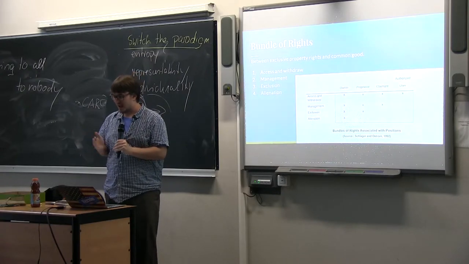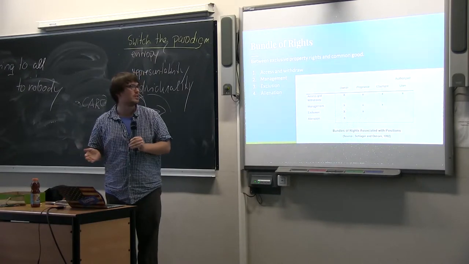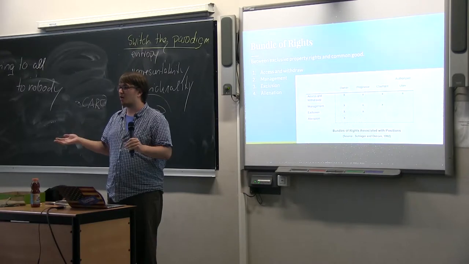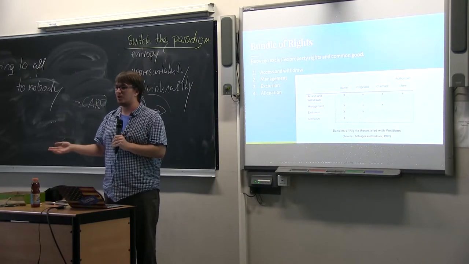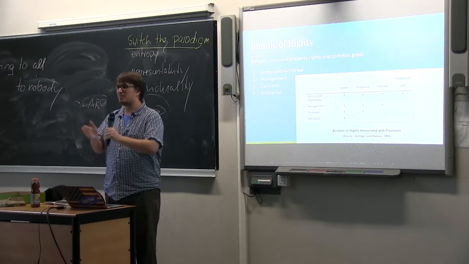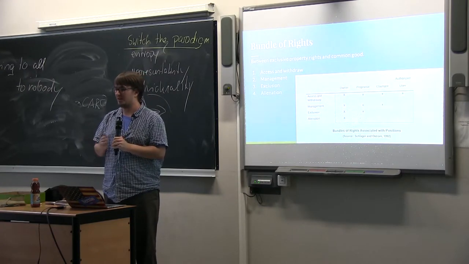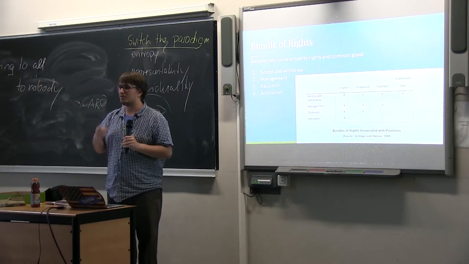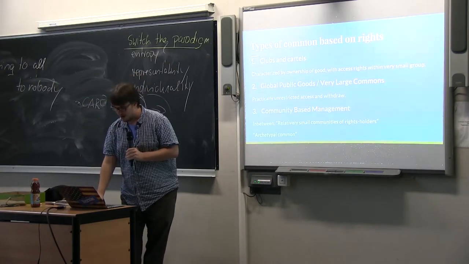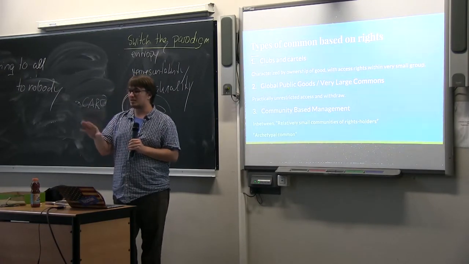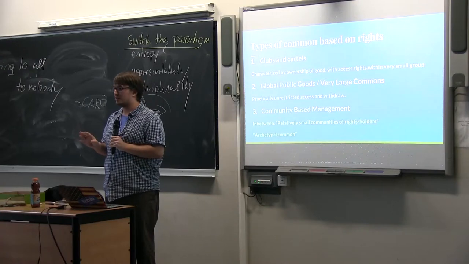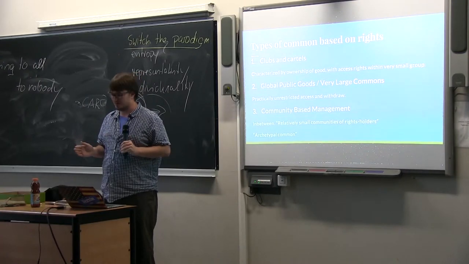So if you can just access the commons, then you're just an authorized user. As in, we're all authorized users of Wikipedia because we can all go there. But then some people have management positions. Other people are able to ban people from Wikipedia. They have exclusion rights. And so these rights are bundled together. Based on what types of rights are dominant within a particular commons, you have different types of commons.